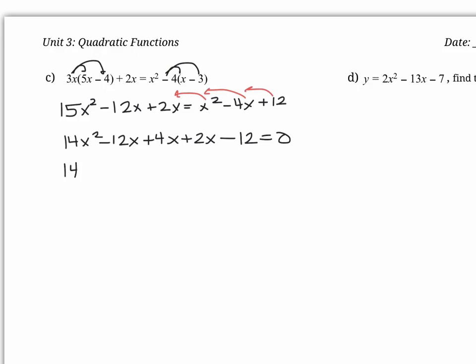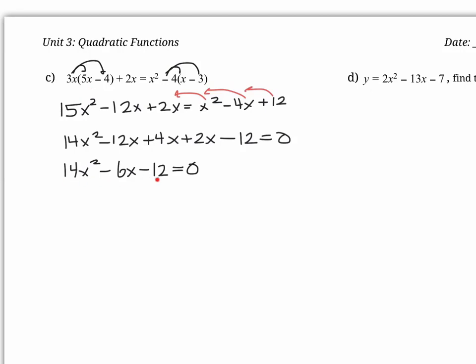So I have 14x squared minus 8x, oh no, not minus 8x, because I forgot something. We've got negative 12 plus 4 is going to be negative 8, plus another 2 is going to be negative 6x, and then we have minus 12 equals 0. Now we're left to solve this guy. This looks much easier to solve. Now we've got a simple trinomial. So it went from this ugly thing to just a simple trinomial.